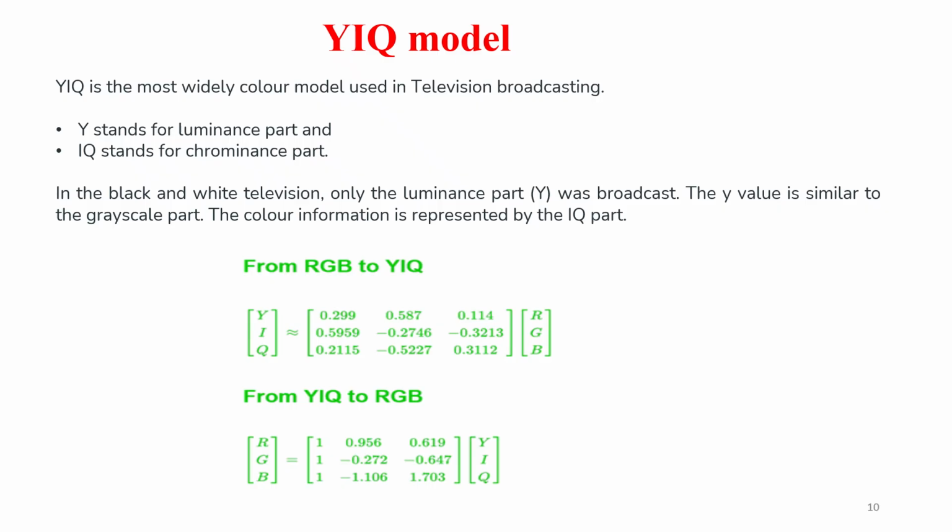So how do we derive YIQ from RGB? If I want to have a YIQ value, this is the formula we should apply, with the matrix multiplied with the RGB components. In the same way, if we want to invert the value to derive RGB from YIQ, we have to use the corresponding inverse matrix.